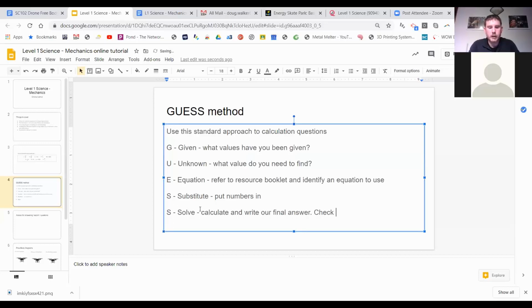And you always want to check the units with that one. And you probably want to do a common sense check as well. So you want to make sure that the value that you've given is appropriate, so it makes sense.